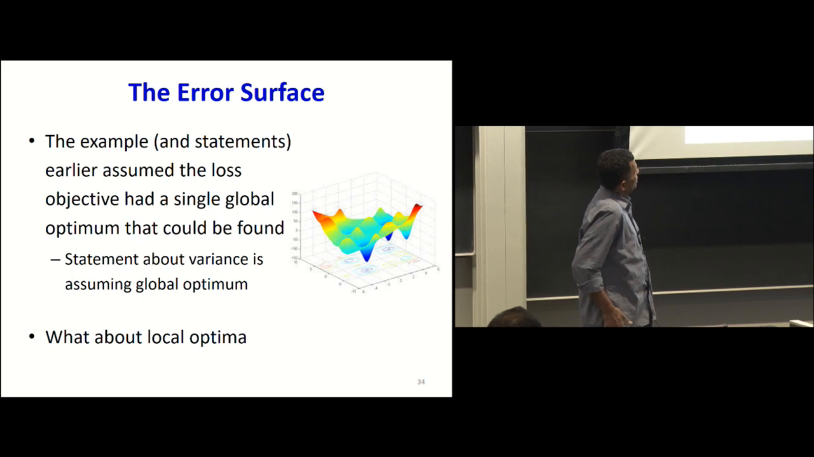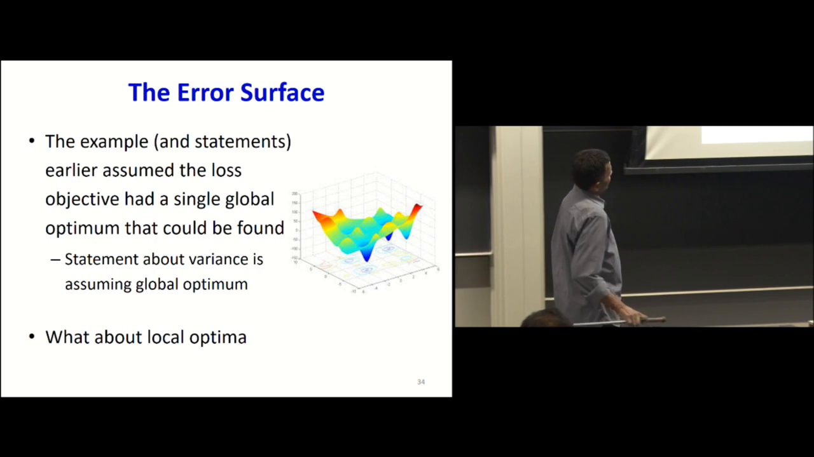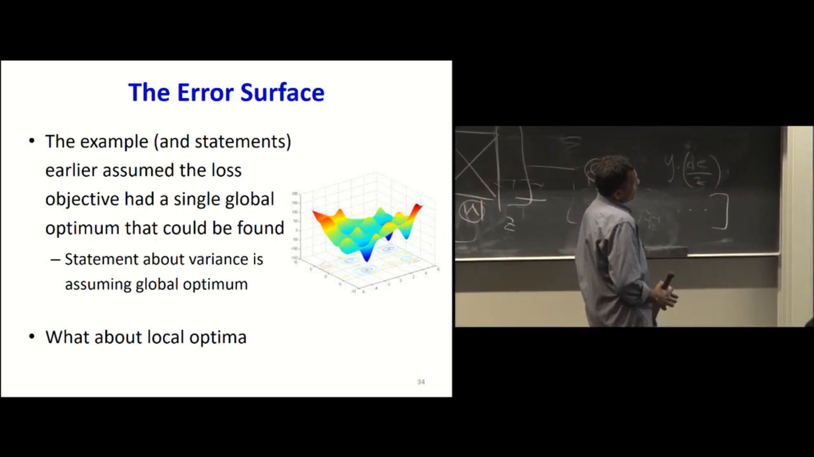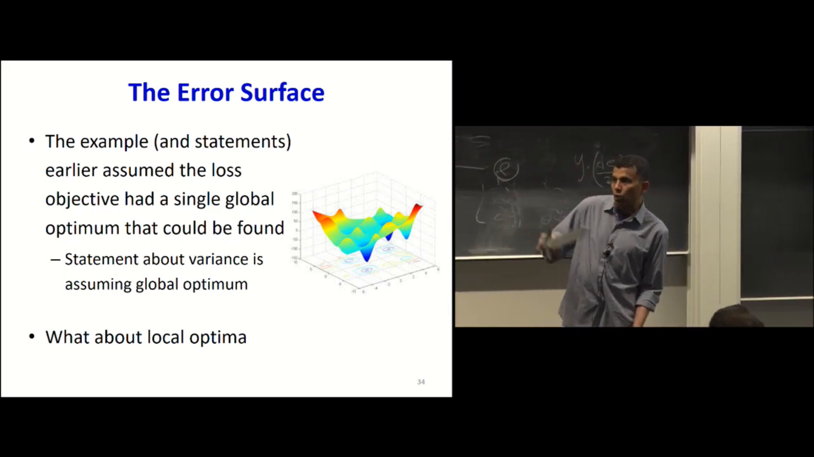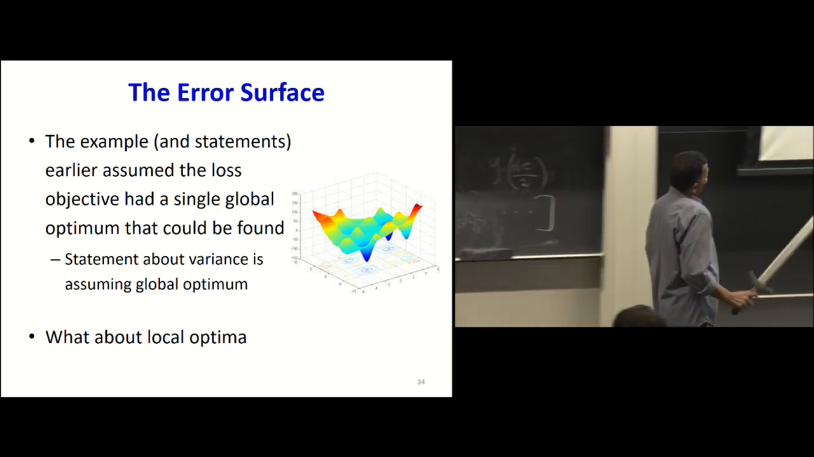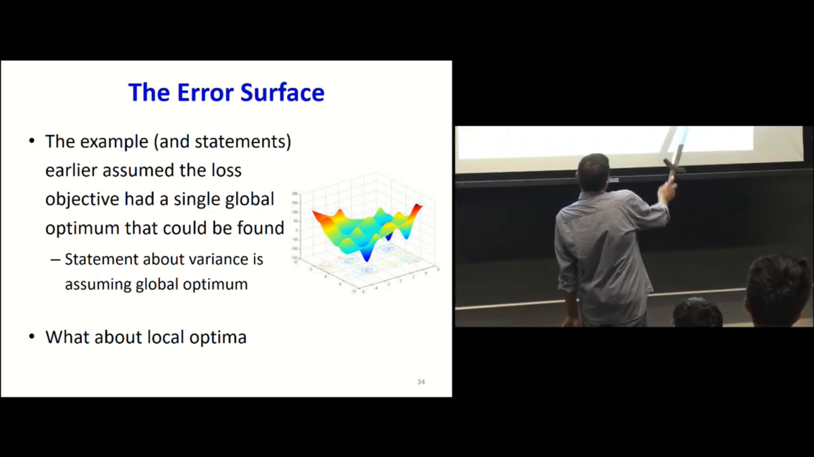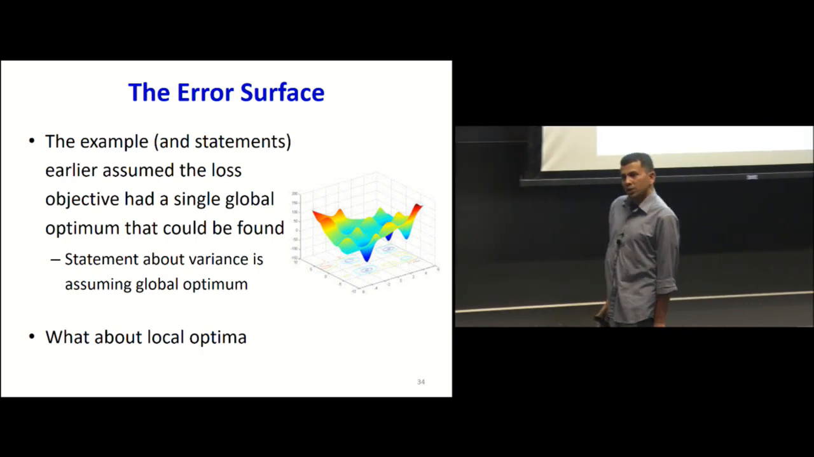Give me a couple of minutes because we can pick up at a useful point in the next class. So in the example, we sort of assumed that this objective function that we were trying to minimize had a nice global loss. And even the statement about the variance assumed some kind of a global optimum. But what you're often going to find is hideous functions of this kind.